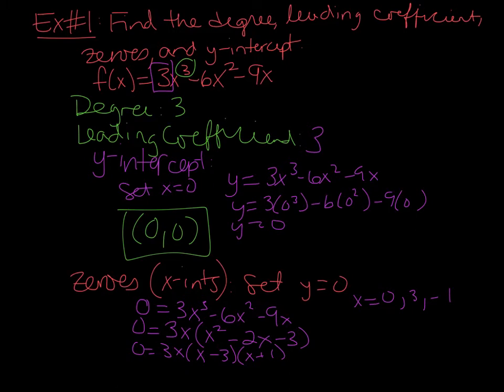So I am going to have x-intercepts. These are my zeros, by the way. Since they're x-intercepts, I'm actually going to write them in x-intercept form. So I have one at 0, 0. I have one at 3, 0. And I have one at negative 1, 0.